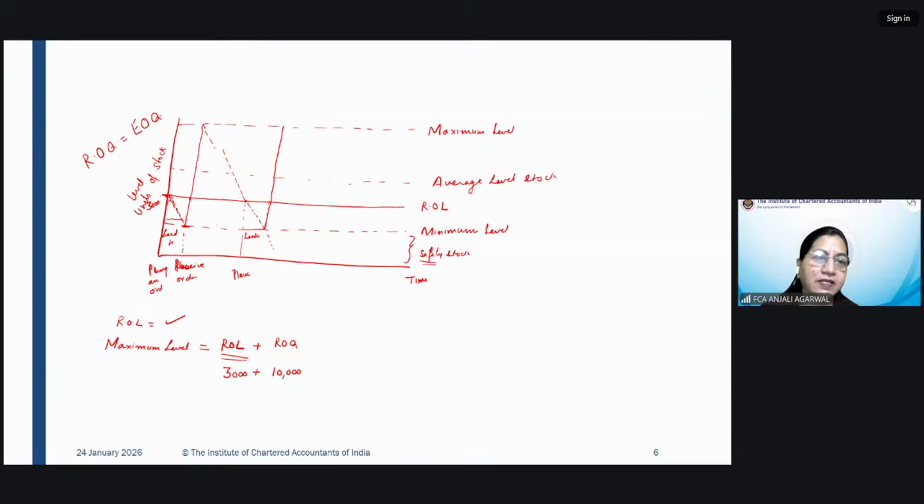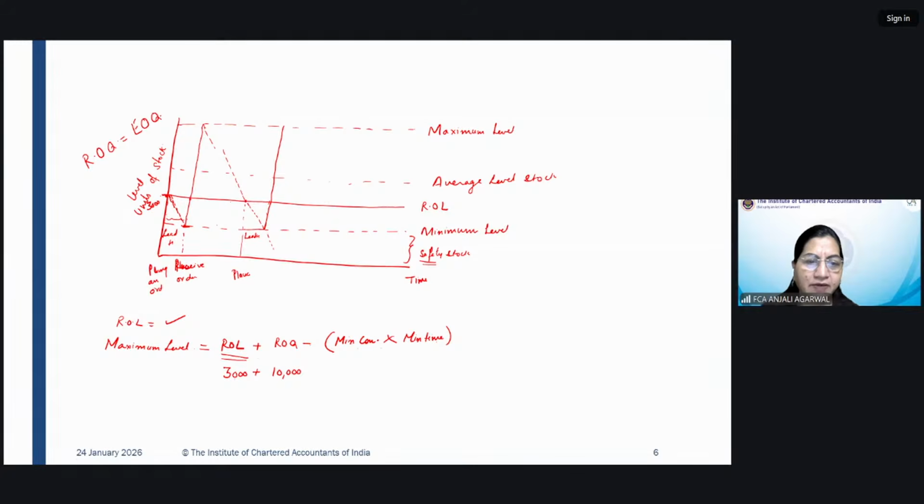Why? Because it takes some time to receive an order, and in this period, you will consume some units. So your maximum level will fall because of that. The minimum consumption you make. So even if you make a minimum consumption, and even if your order is received very quickly in the minimum time, you would have consumed at least this much from the 3,000 units. So what is the formula for maximum level? It's reorder level plus reorder quantity, which is determined by the economic order quantity, minus minimum consumption into minimum time.